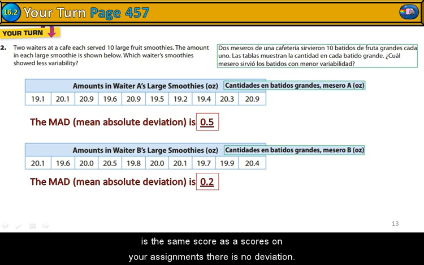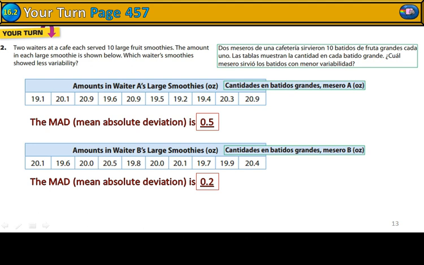There is no deviation. Let's review the steps to calculating and finding mean absolute deviation. Do you remember without looking at your notes? Let's find out.